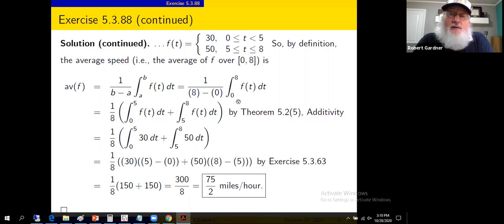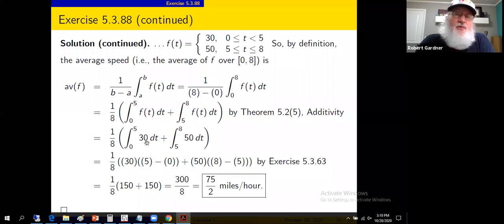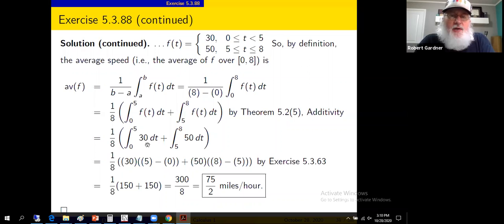By additivity, we can break that integral from 0 to 8 into an integral from 0 to 5 plus an integral from 5 to 8. What does the f of t function look like? Well, sometimes it's 30 and sometimes it's 50. And here are those specific times when it takes those values on. So we'll break the integral up. Then we need to integrate the 30 part and integrate the 50 part. Do you know how to integrate a constant function? I do now, because we showed that here in one of the examples earlier today in this video.